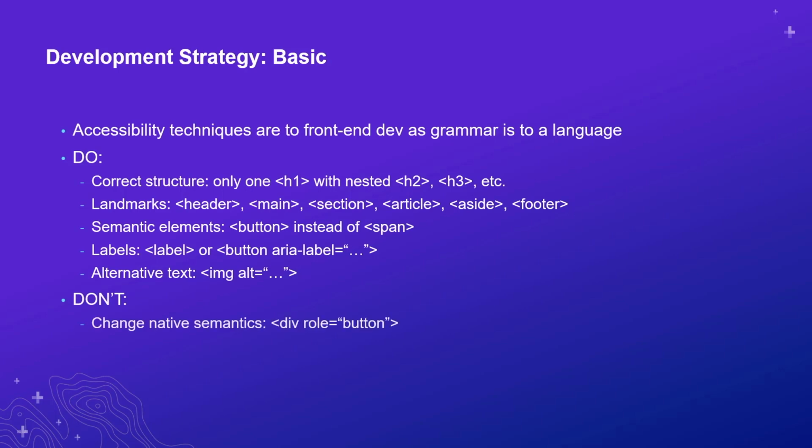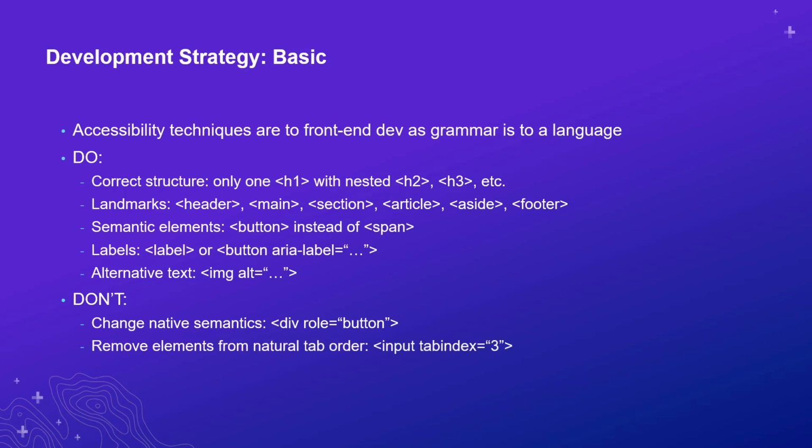What are some of the don'ts? And it kind of touches on one of the do's that I had up there. Don't change native semantics. Don't give a div a role of a button. Just use a button.